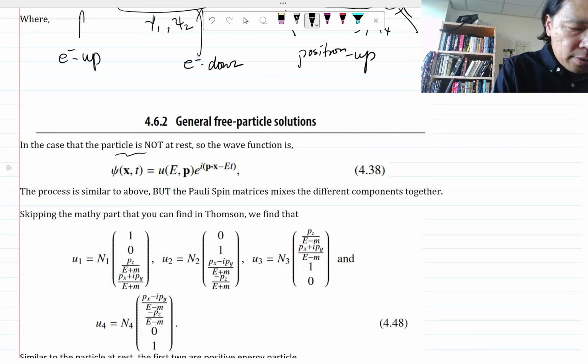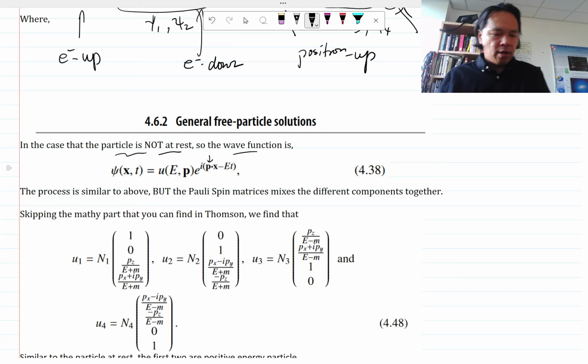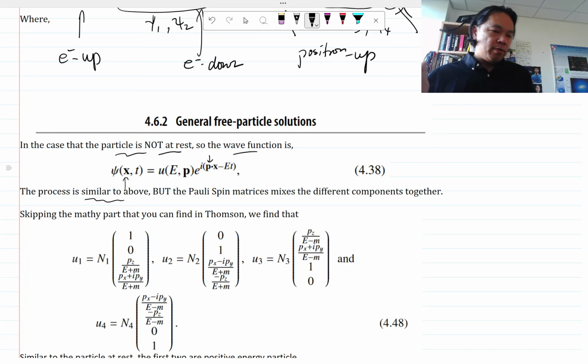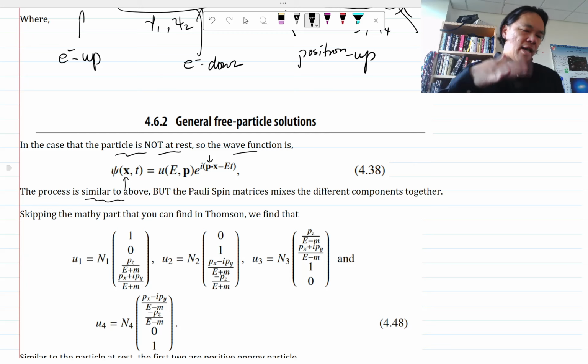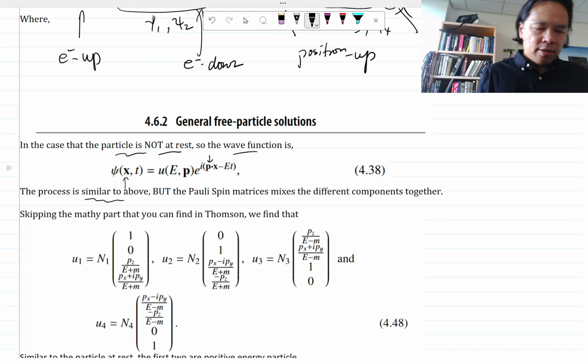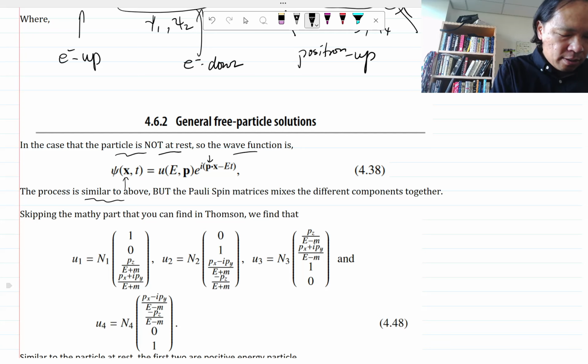Okay, in the case that the particle is not at rest, the wave function now has some general momentum in it that we can't just ignore. The process is very similar to above, where you plug in this wave function, but now you have to deal with these alpha x, well, gamma 1, gamma 2, gamma 3 matrices. In fact, what Thomson actually does is revert back to the alpha matrices. So it does involve quite a lot of algebra to figure out what these spinor solutions are. But I'm going to skip over all that, and feel free to read those in the book.